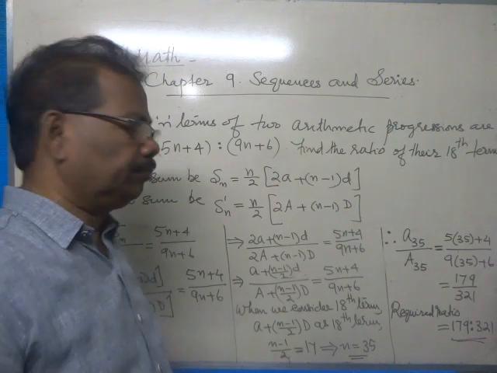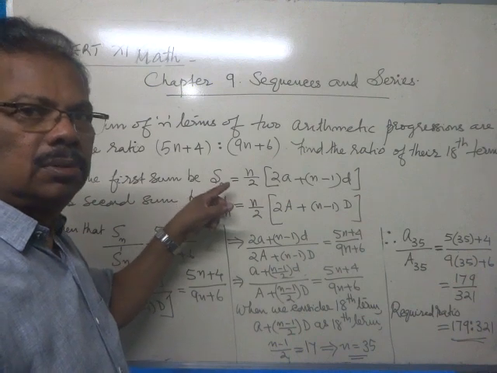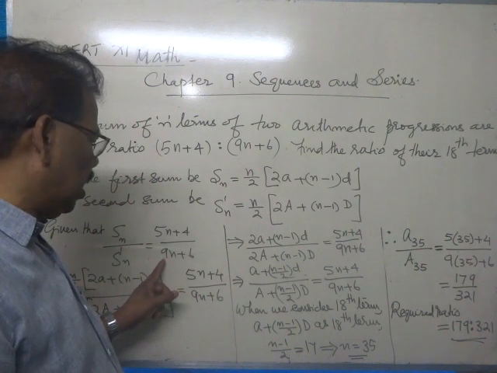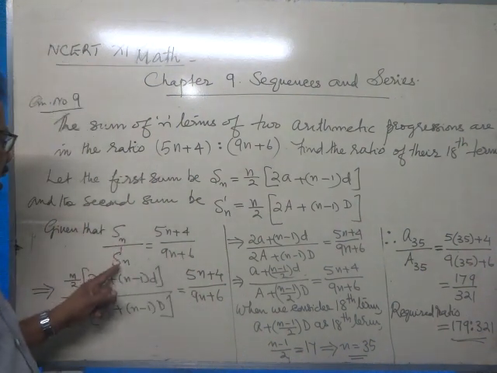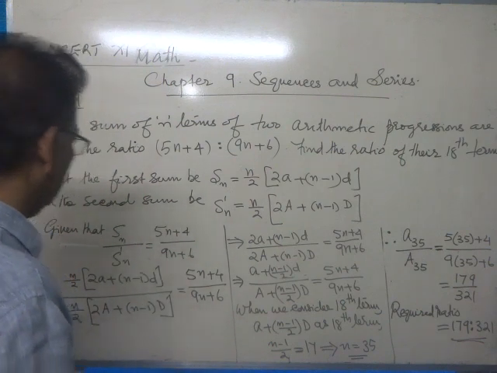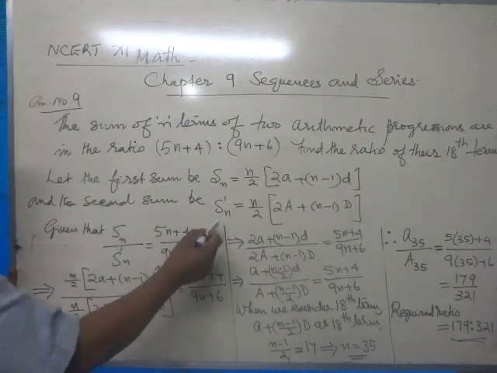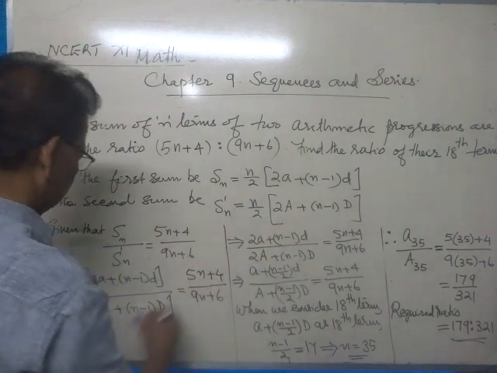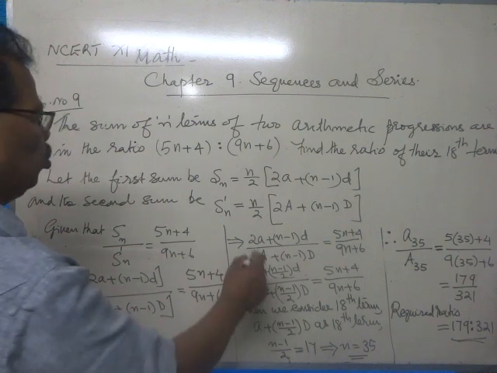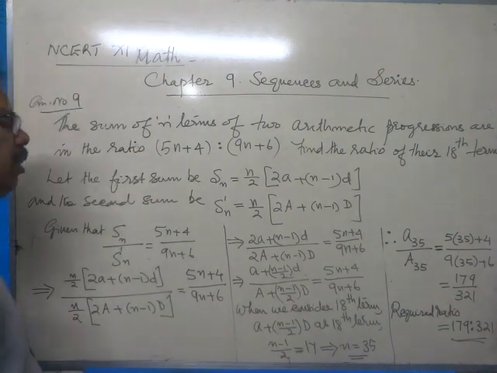Now the ratio between these two sums is given to be 5n plus 4 by 9n plus 6. That is Sn by S dash n is equal to 5n plus 4 by 9n plus 6. Instead of Sn we write n by 2 into 2a plus (n minus 1)d, and instead of S dash n we write n by 2 into 2A plus (n minus 1)D. N by 2 and n by 2 get cancelled. That is 2a plus (n minus 1)d divided by 2A plus (n minus 1)D is equal to 5n plus 4 divided by 9n plus 6.